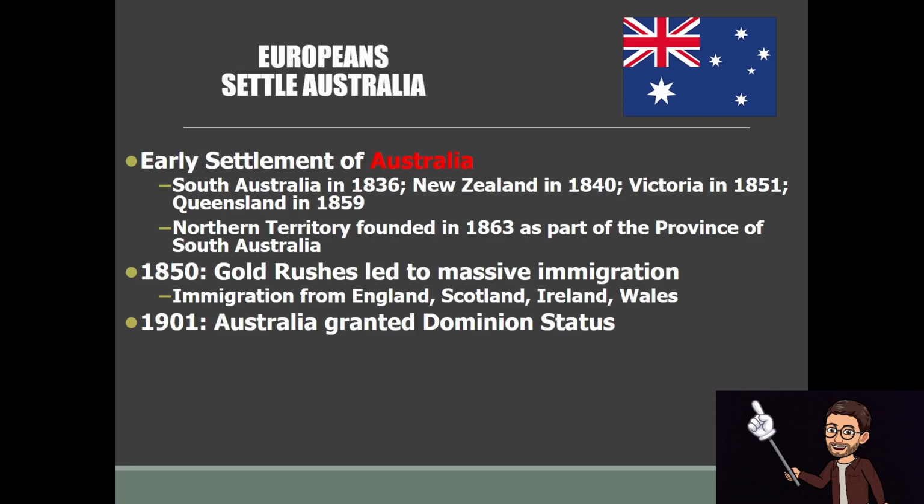Now let's talk about Australia. The early settlement of Australia takes place between 1836 and 1863 with South Australia, New Zealand, Victoria, and Queensland, and the Northern Territory respectively, all becoming colonized. Again, it was originally a prison colony, but in the 1850s it will eventually lead to massive immigration due to gold rushes and natural resources, and suddenly the world is in a big hurry, so they need all of these new things. By 1901, Australia is granted Dominion status, meaning that they're still under control of the British, but there's a lot of self-government involved.